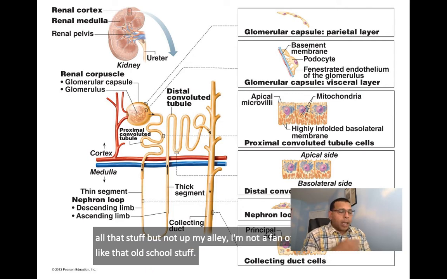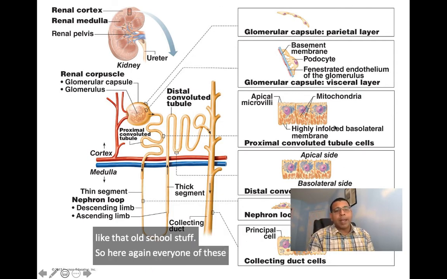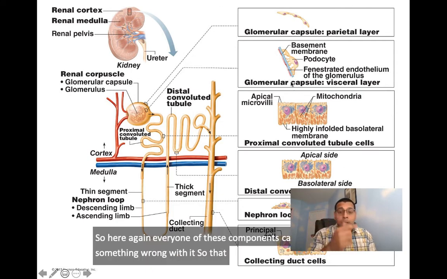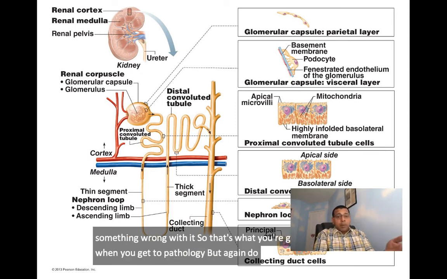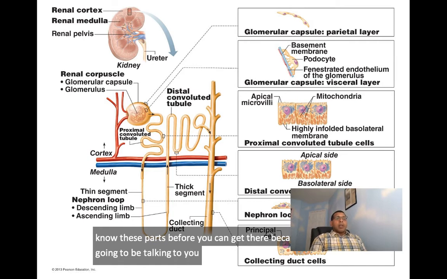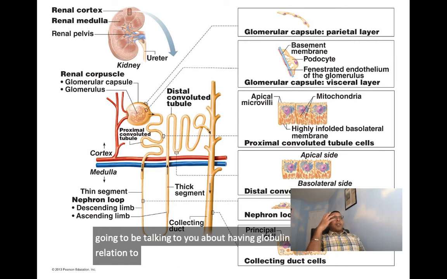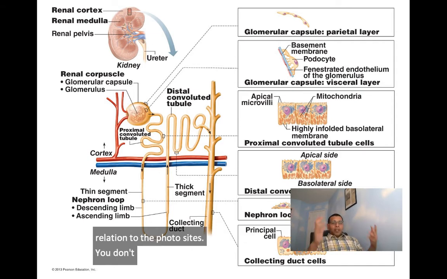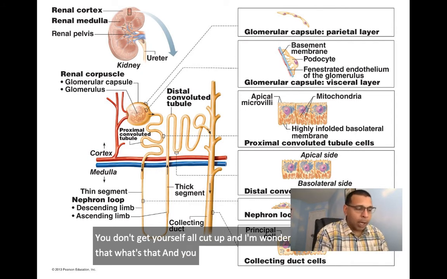So here again, every one of these components can have something wrong with it. That's what you're going to have to learn when you get to pathology. But again, do yourself a favor and know these parts before you even get there, because when they're talking to you about immunoglobulin deposition in relation to the podocytes, you don't get yourself all caught up wondering where is that, what's that, and where is that happening.